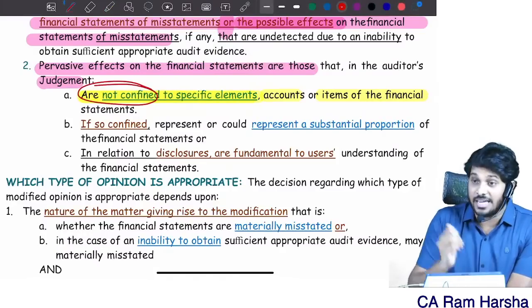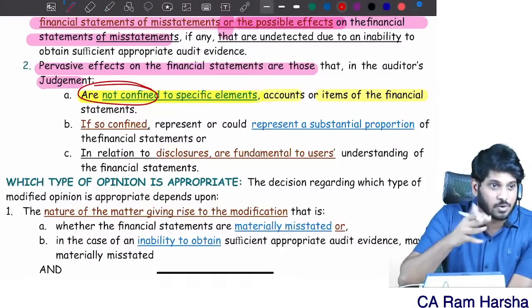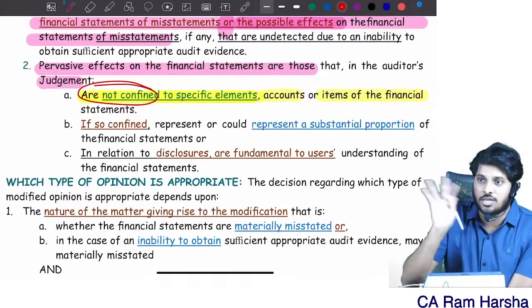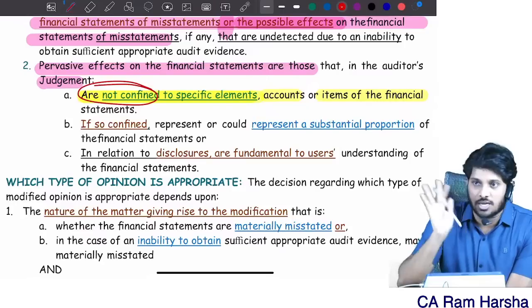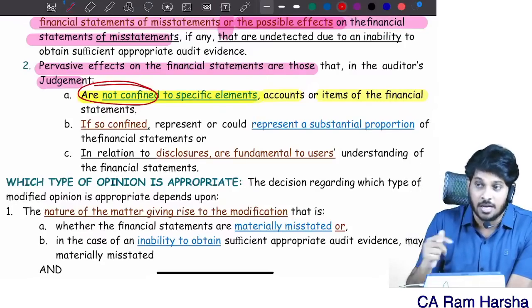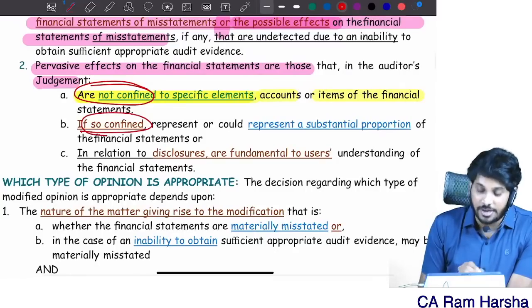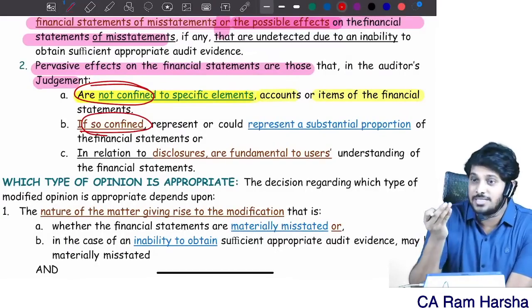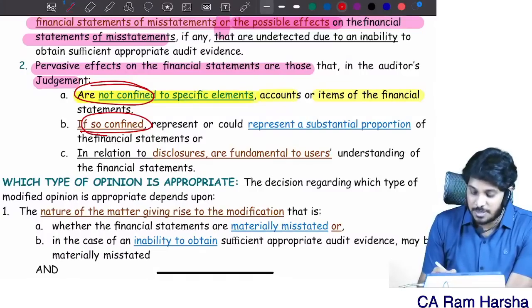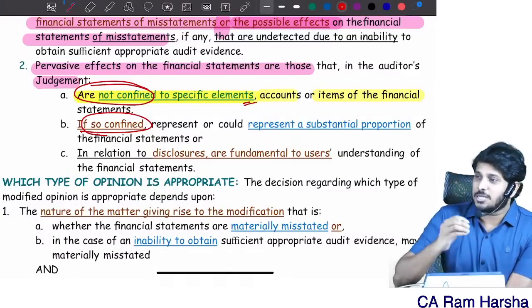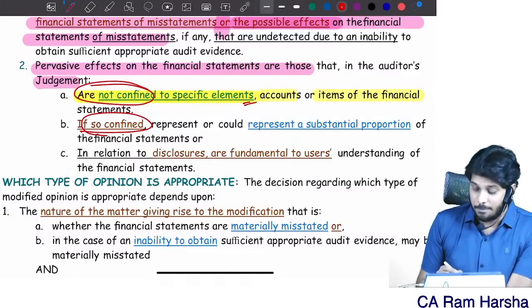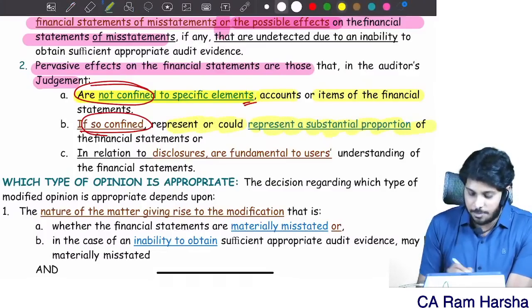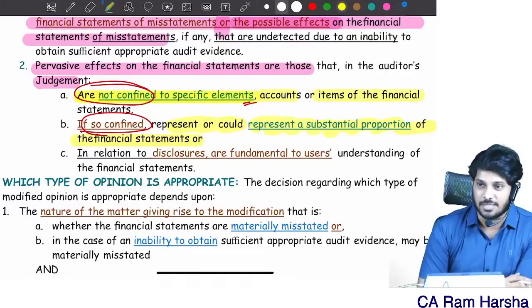What does it mean? They are not limited to a specific item. In the balance sheet and P&L, so many items are affected, not just 1 or 2 items, not some specific item. Many are affected. But sometimes it may be confined to only a specific item, a specific account, a specific element. Some specific element only is affected, but that element represents a substantial portion of the financial statements.